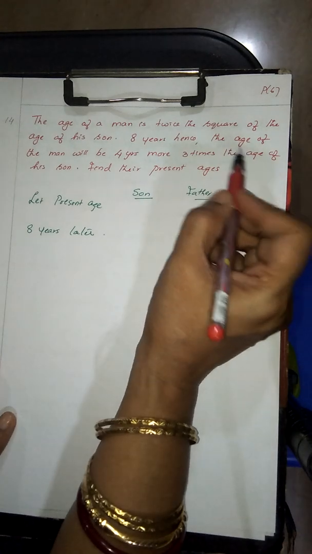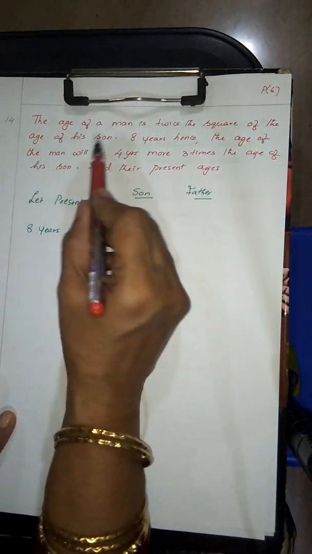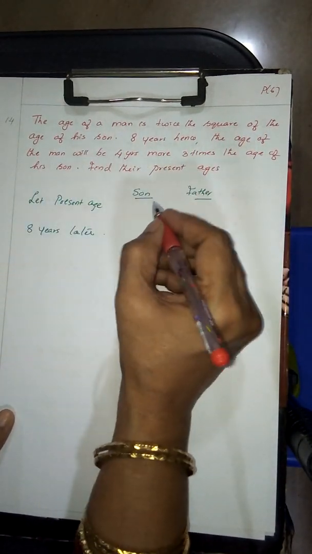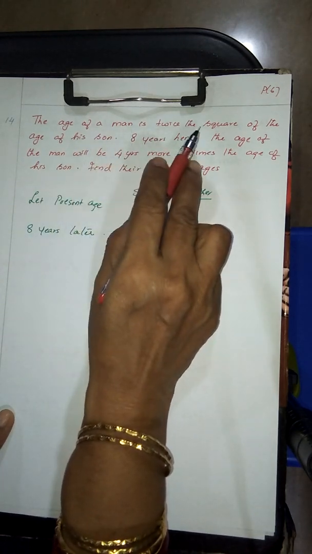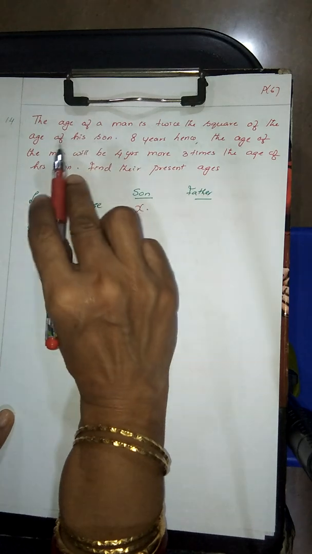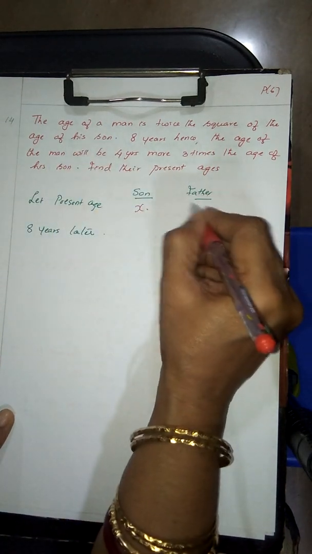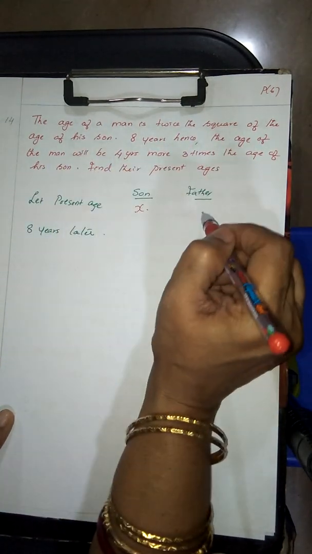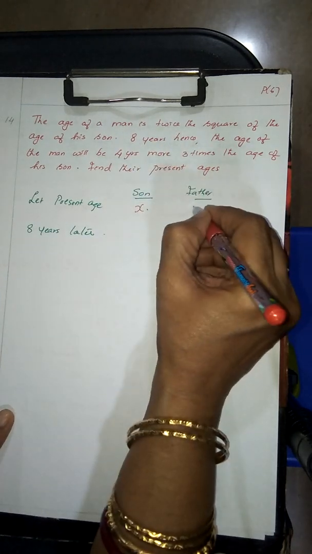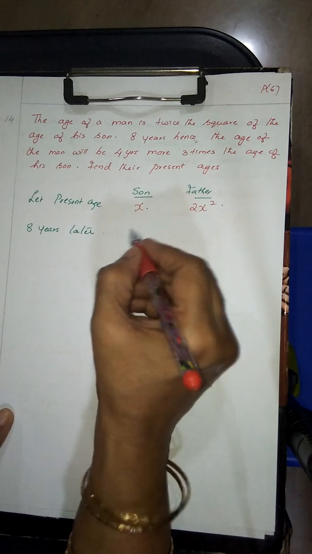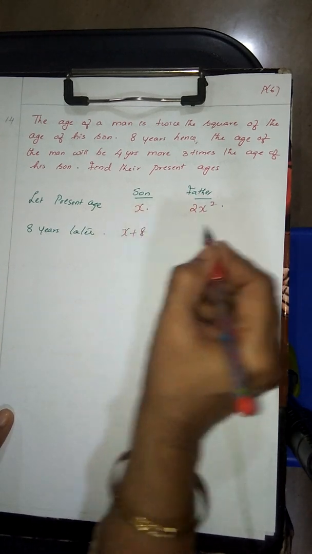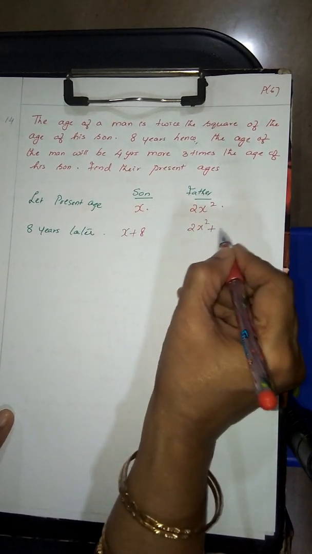Here the age of a man is twice the square of the age of his son. So let the present age of the son be x. The age of the man is twice the square of the age of his son. So the square is x squared. It is twice, so 2x squared. 8 years hence, both will become x plus 8 and 2x squared plus 8.